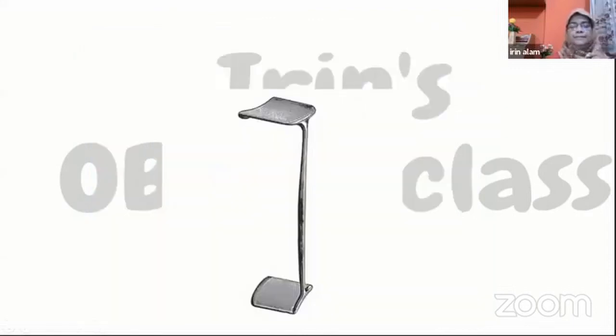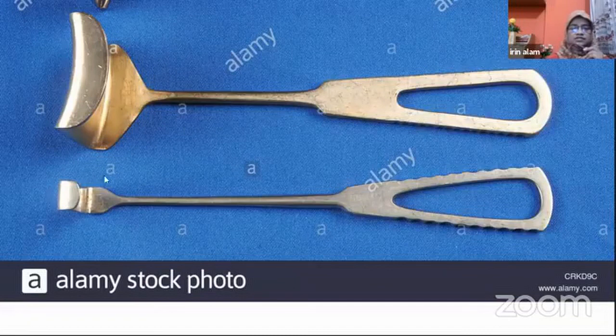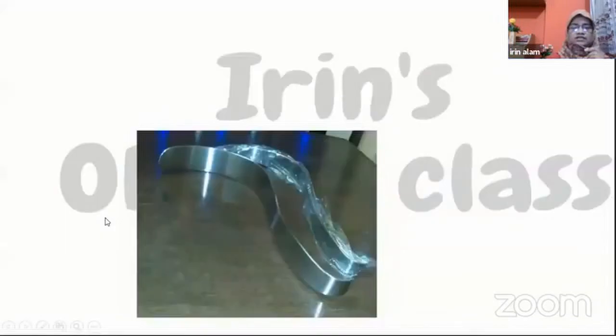This is the Morris retractor. It can be used to retract the urinary bladder in case of abdominal hysterectomy. This is the Doyen's right angle retractor. This is the Deaver retractor. There may be different types of Deaver retractors. Some are more slender and thin, and some are wider.